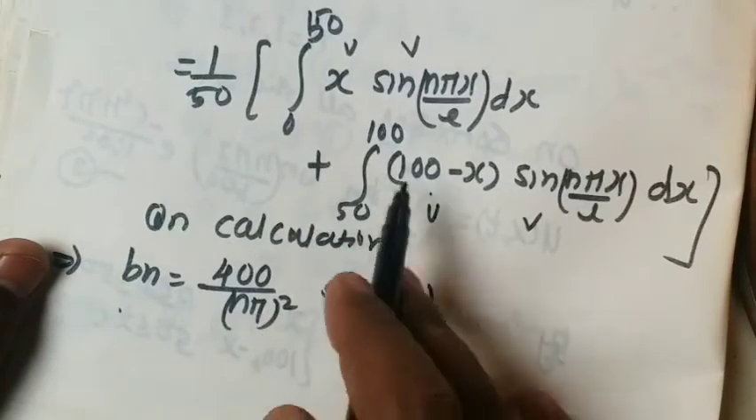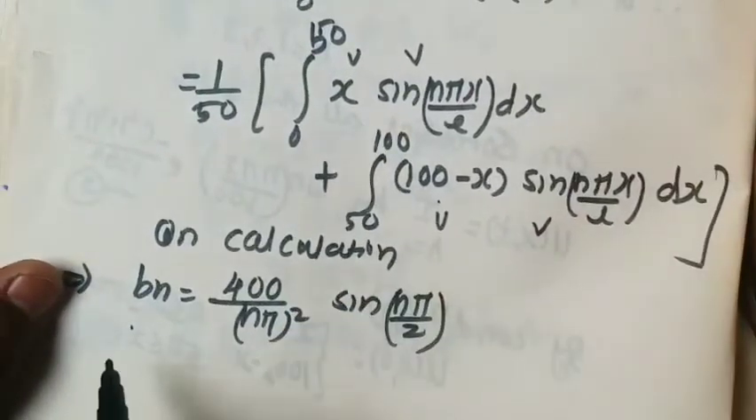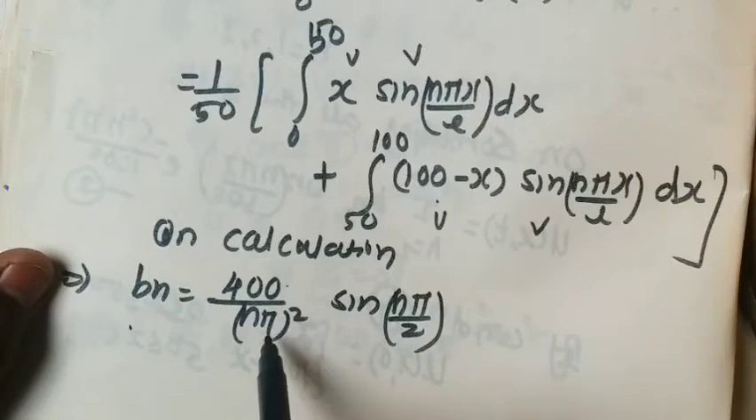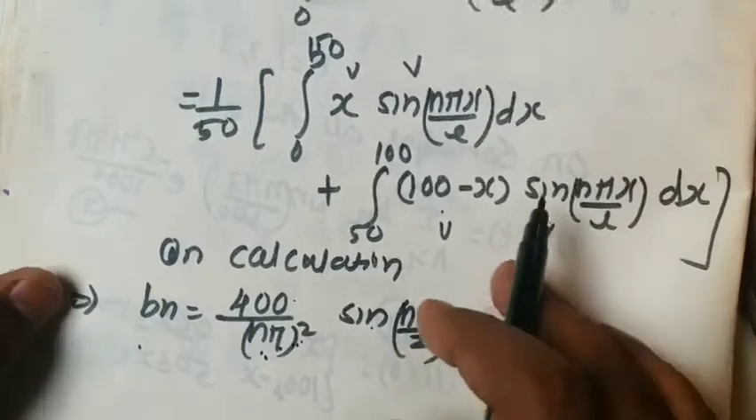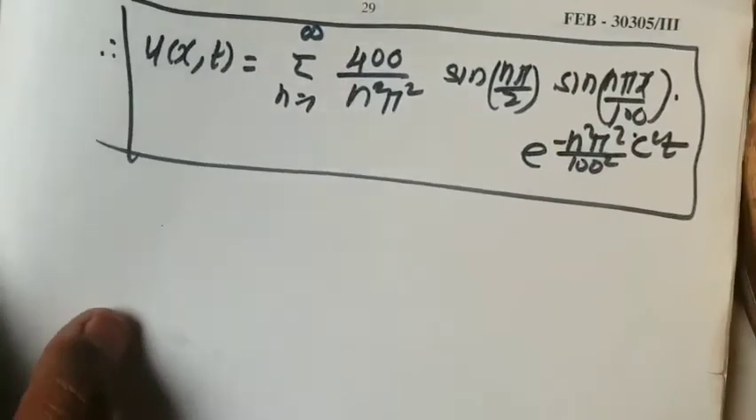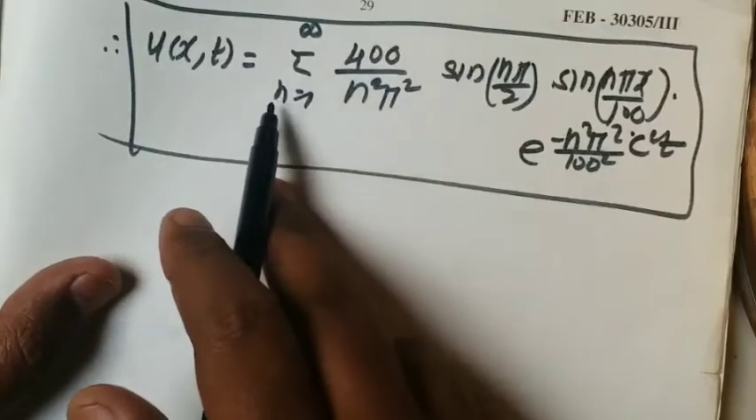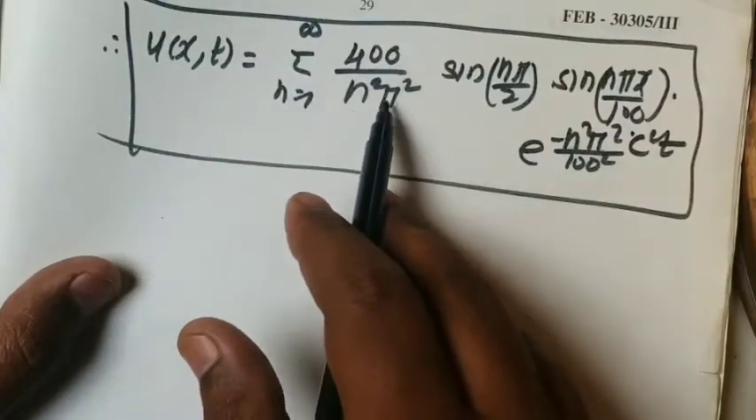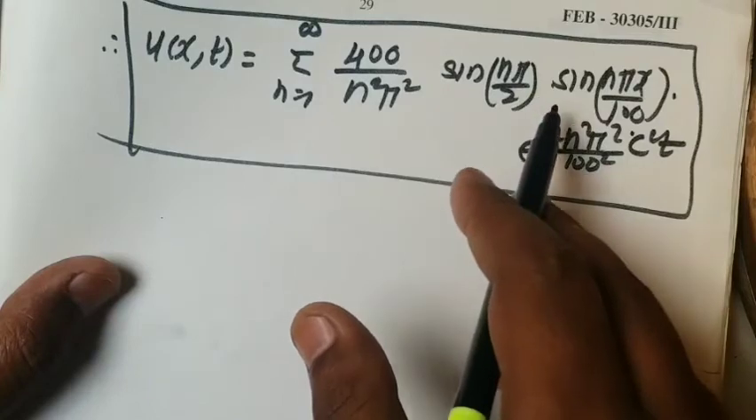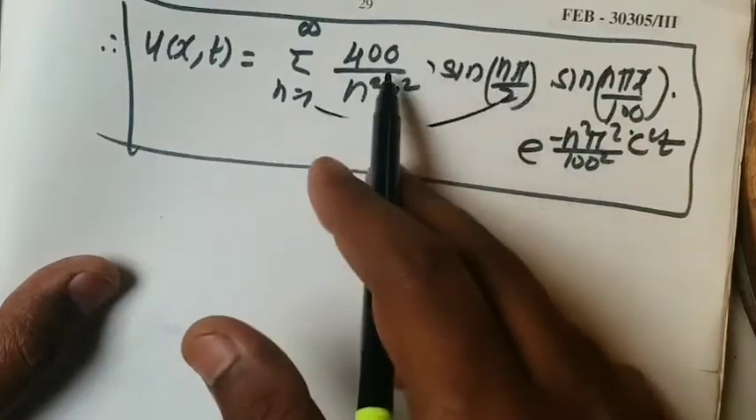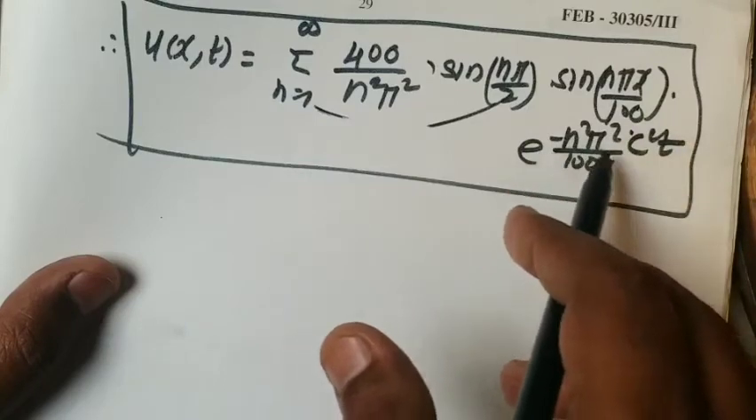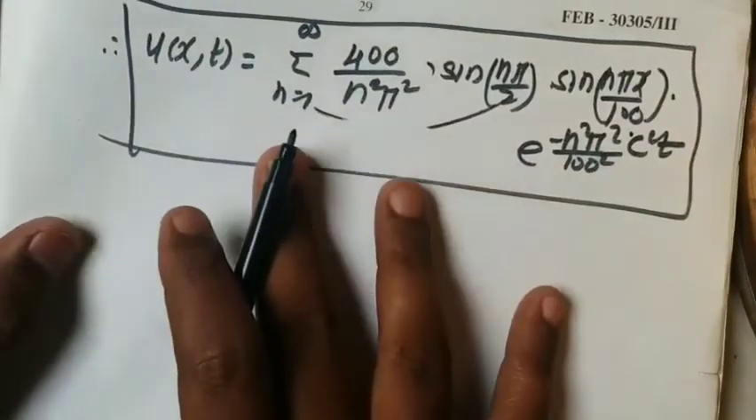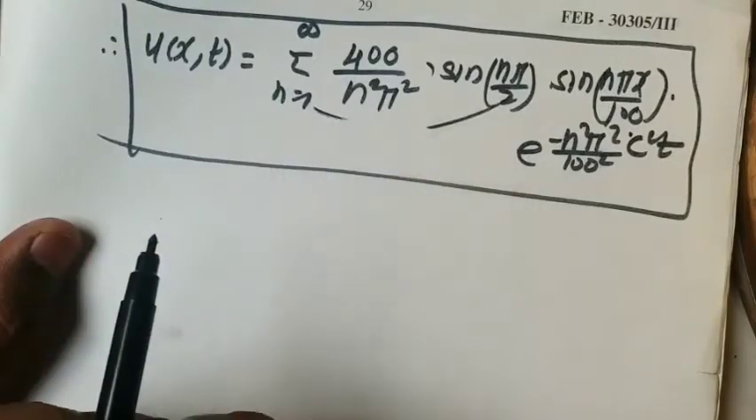I have not done the calculation of the integration. I am leaving this for you. The value of bn you will get as 400 by n square pi square, that is n into pi square, into sin n pi by 2. And on using this value of bn in the equation, we will get u of x, t equal to summation n ranges from 1 to infinity 400 by n square pi square sin n pi by 2, this is the value of bn, into sin n pi x by 100 as it is, e raised to minus n square pi square c square t by 100 square. So this will be the final temperature at any time t in the form of a series.